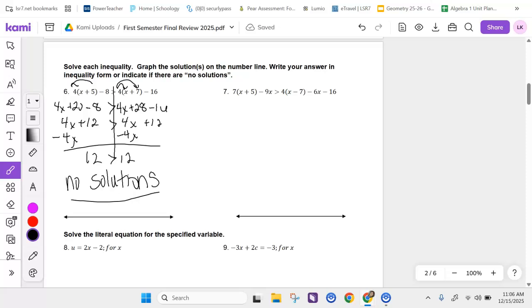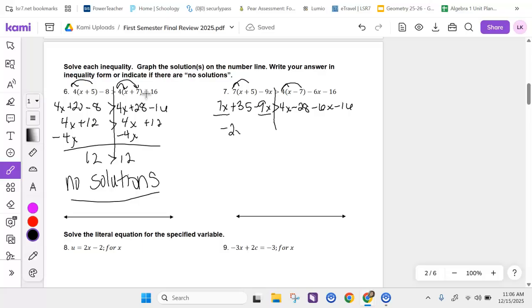All right, number 7 says 7 times the quantity x plus 5 minus 9x is greater than 4 times the quantity x minus 7 minus 6x minus 16. So again, I'm going to solve it just like an equal. 7 times x is 7x. 7 times 5 is 35. Minus 9x is greater than 4 times x is 4x. 4 times negative 7 is negative 28. Minus 6x minus 16.